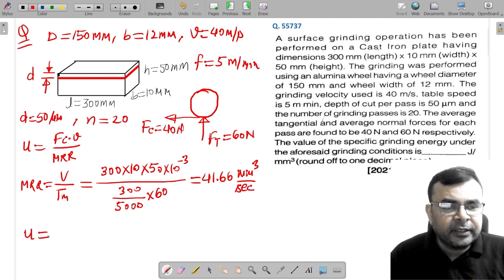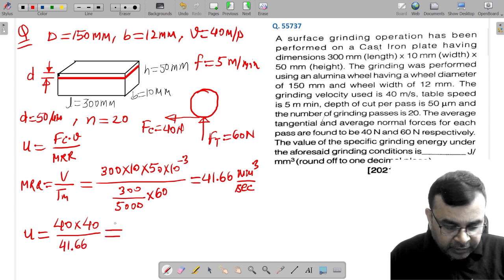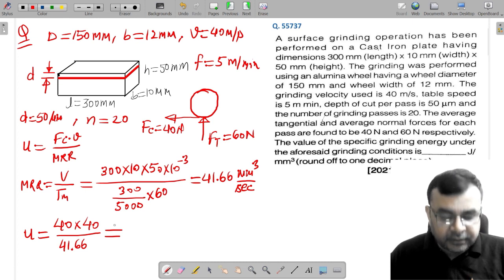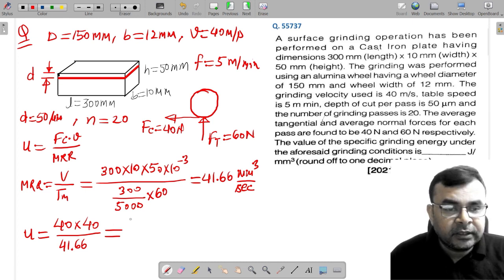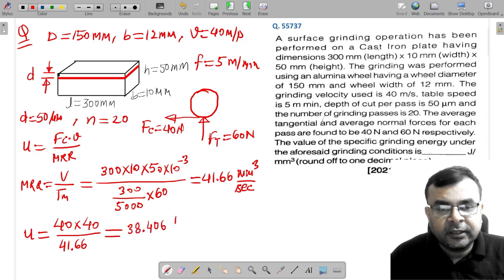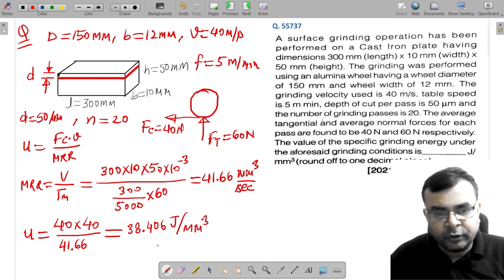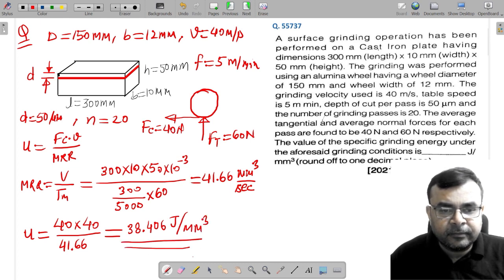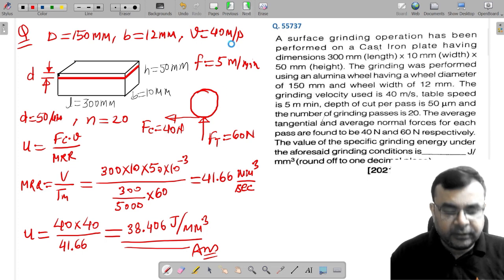So now you can see the specific energy: cutting force is 40 Newton, velocity is given, that is 40 meter per second, over MRR 41.66. So no need to convert any unit. You just calculate this, and after calculating this, how much do we get? Let's see. This is 38.406 joule, because this is Newton meter per second and this is millimeter cube per second. So joule per millimeter cube. This is the right answer.